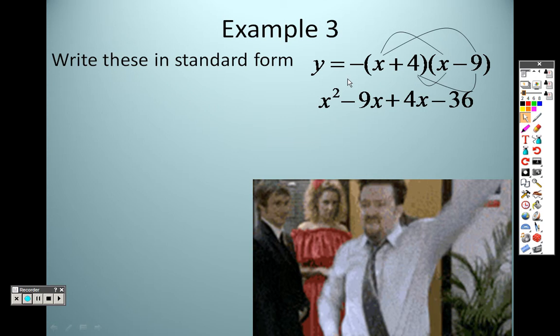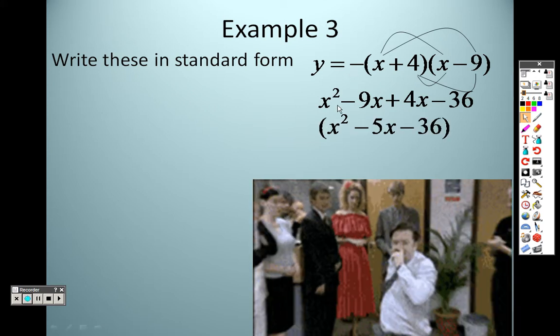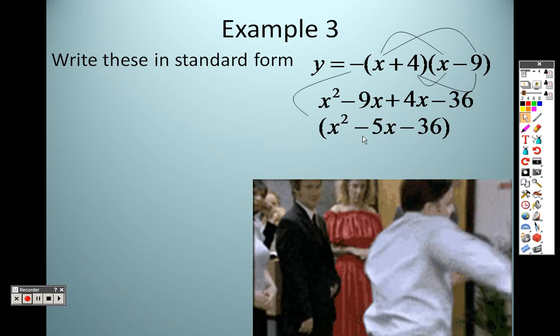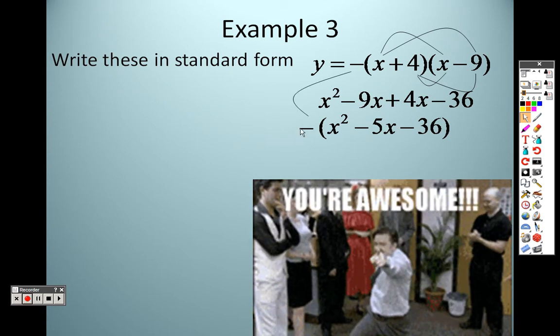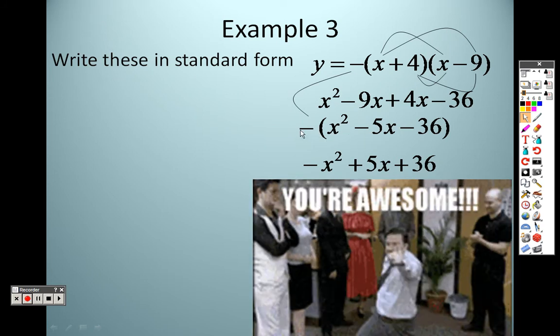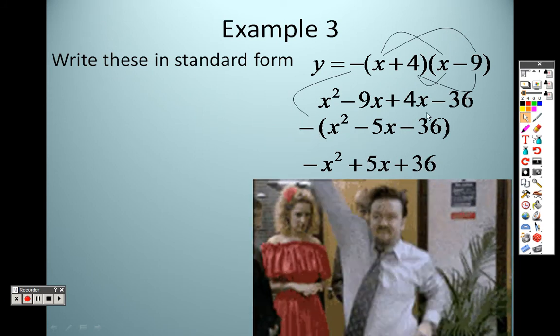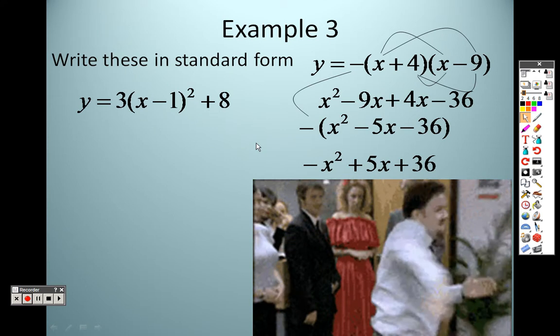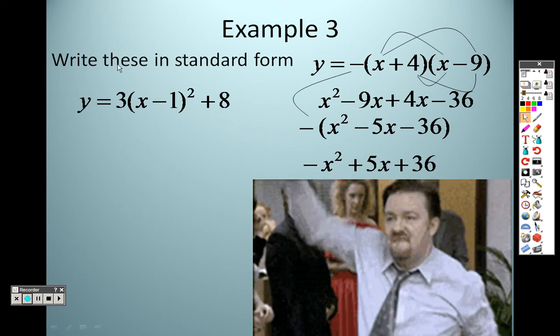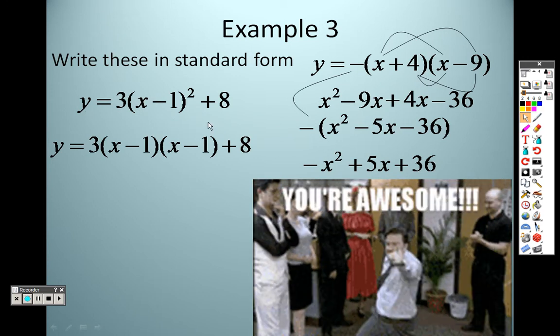But remember, I have that negative on the outside, so I have to combine the like terms, which is negative 5x there on the inside. But I also have a negative on the outside. So that means I have to distribute that negative through. So that ends up being a negative x squared, a positive 5x, and a positive 36. So when I take a look at this, I need to rewrite this in standard form.